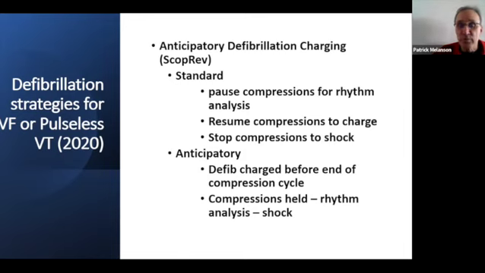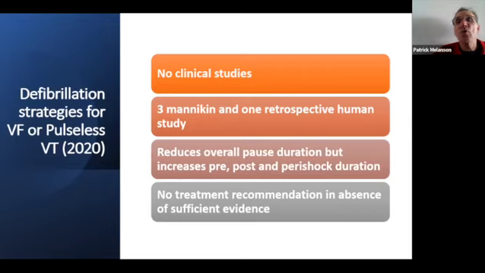So that's the difference between the two. There are no clinical studies, randomized or unrandomized, that really address this in terms of neurologic outcome, which would be the gold standard. You have some mannequin studies and one retrospective unit study, and it's sort of a mixed bag, although it reduces overall pause duration and does increase the chest compression fraction overall.